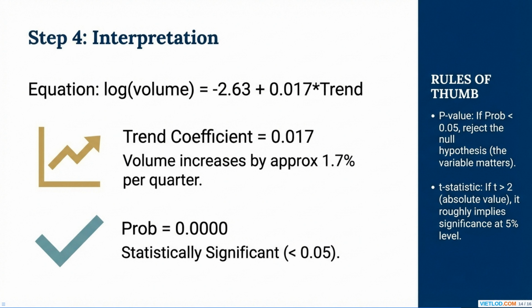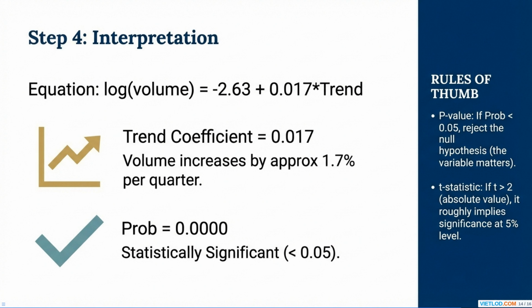Based on our EViews output, the estimated equation for the log of NYSE trading volume is log of volume equals minus 2.63 plus 0.017 times trend. The key insight here comes from the trend coefficient, which is 0.017. Since our dependent variable, volume, is in logarithms, we can interpret this coefficient as a percentage change. This means that NYSE trading volume has been increasing by approximately 1.7% per quarter, on average, over the period analyzed.